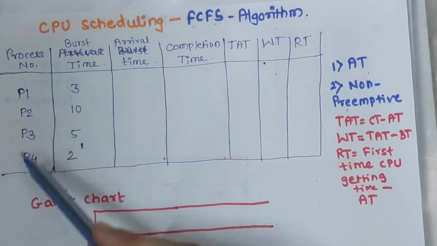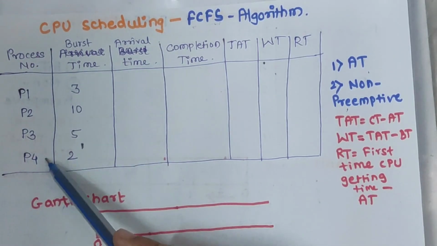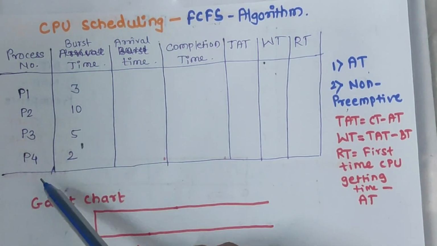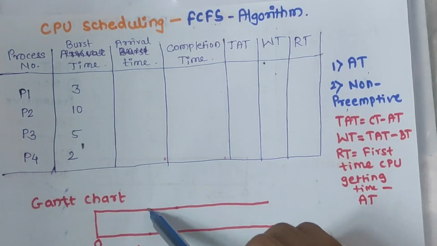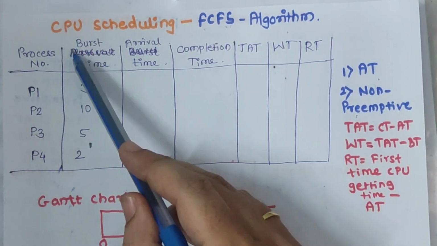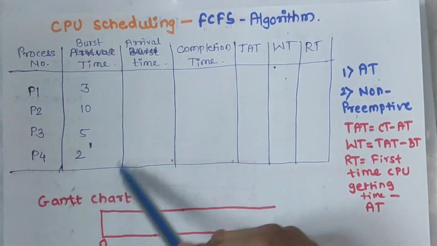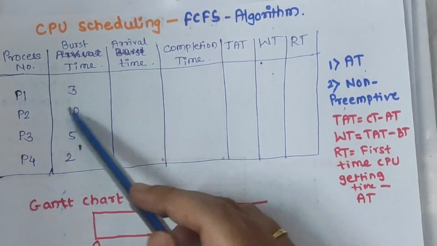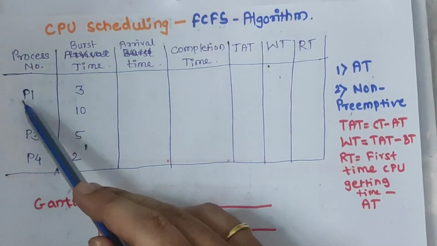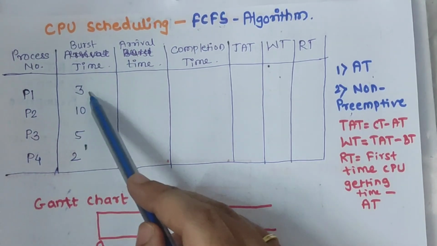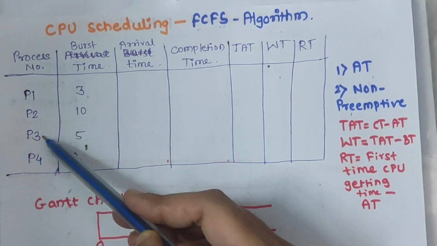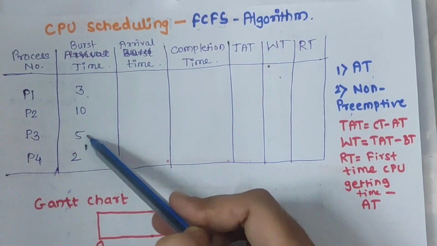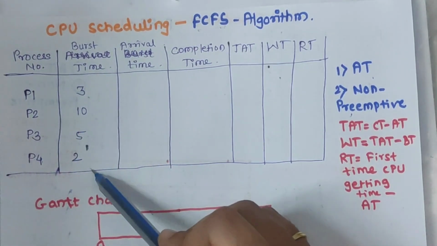First of all, we will see what this is. These are the process numbers, that is the processes which want CPU for their execution. Then burst time is there. Burst time is nothing but the time required for completion of the process. That is, the P1 process requires 3 units to get executed. Same for P2, P3 and P4, which require 10, 5 and 2 units of time for the execution.